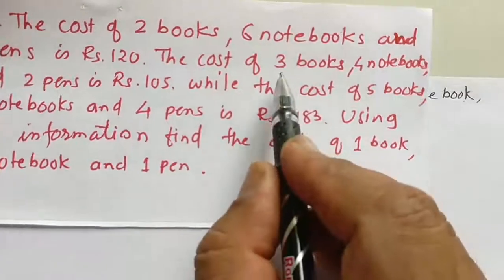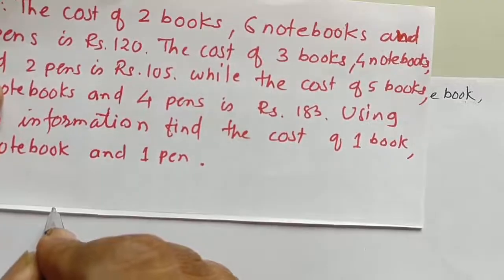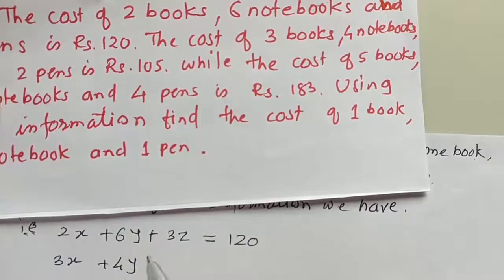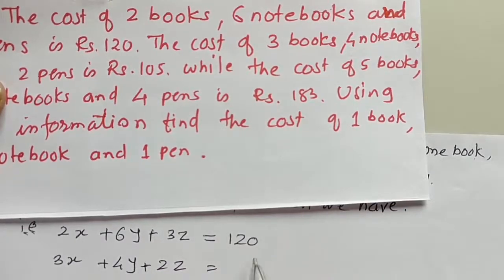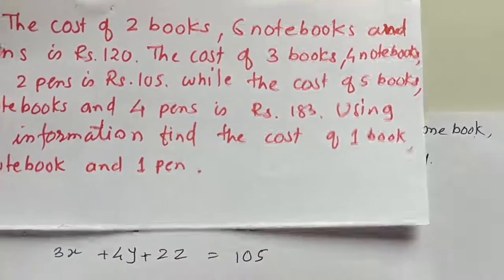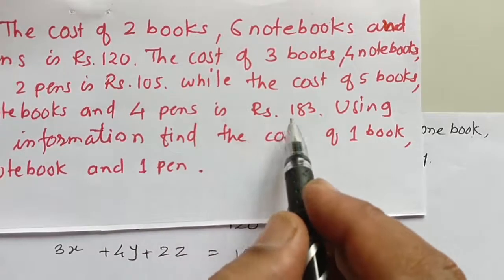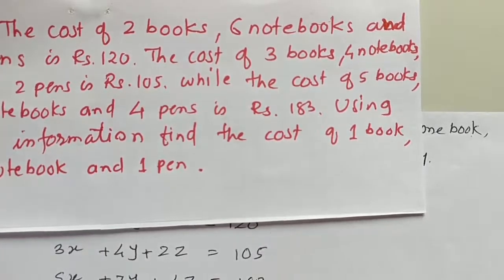The second equation: the cost of 3 books, 4 notebooks and 2 pens, 3x plus 4y plus 2z. The cost is 105. Equation third: the cost of 5 books, 7 notebooks and 4 pens is 183 rupees. 5x plus 7 into y plus 4 into z is equal to 183.